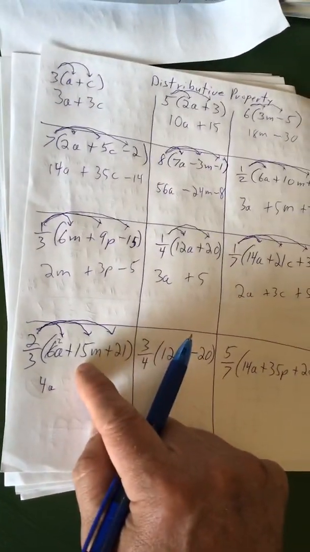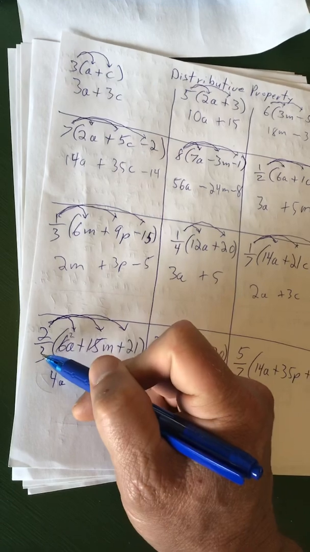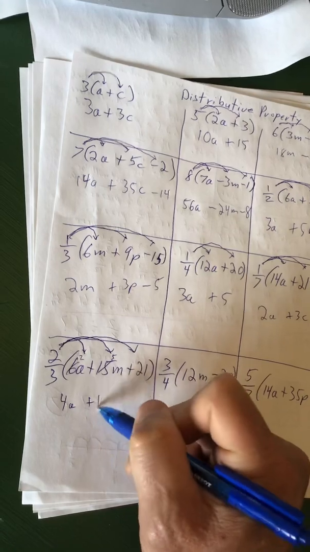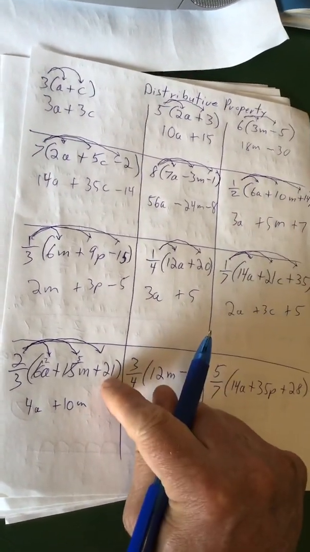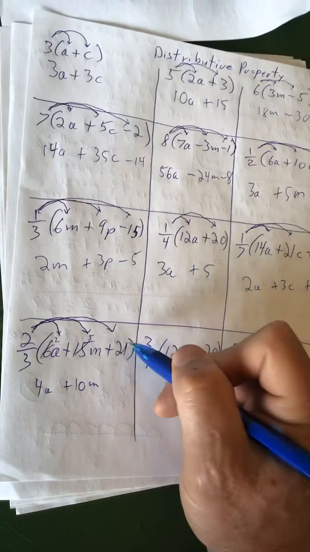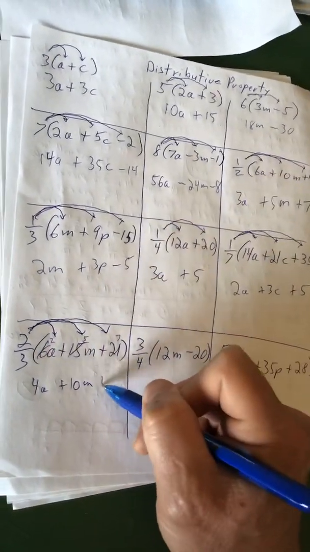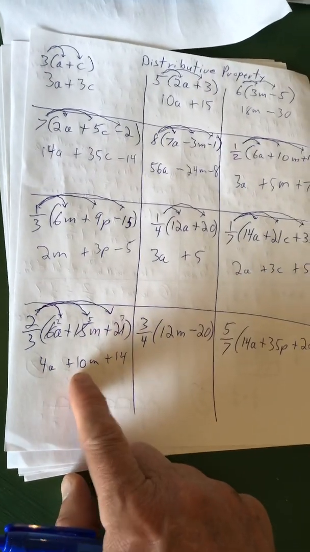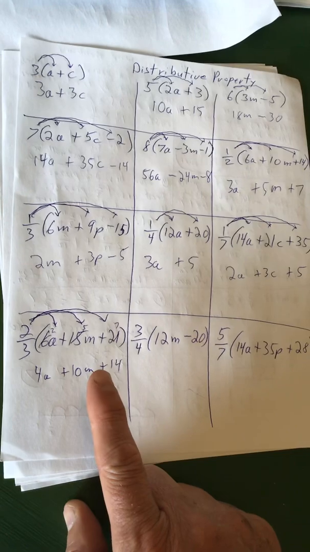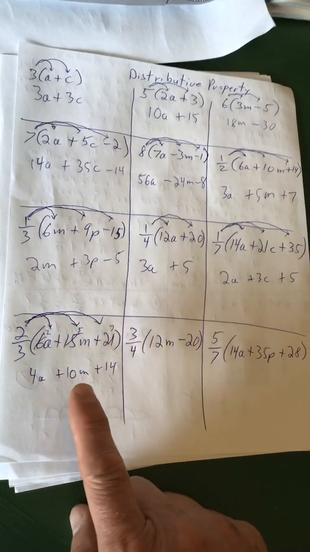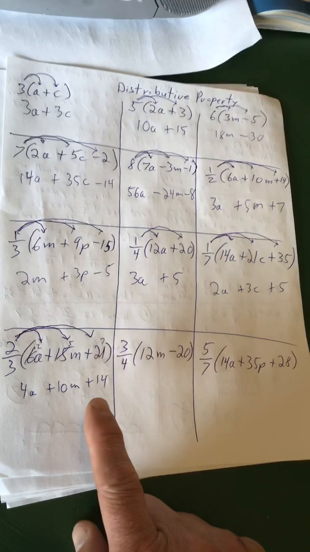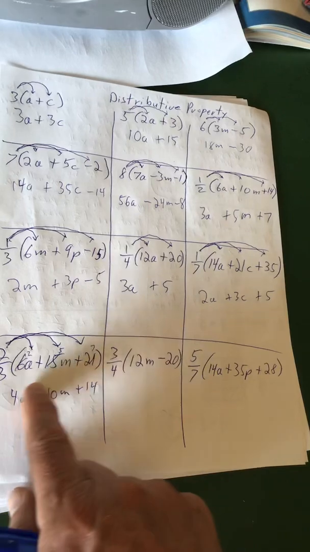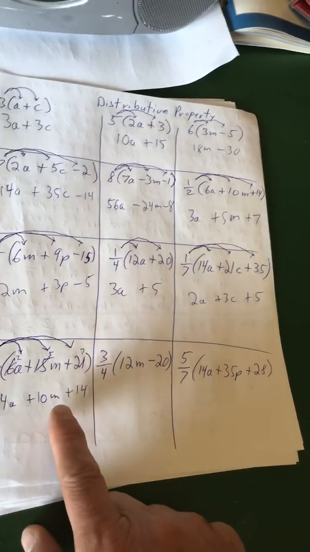So now I'm going to do 2/3 of 15m. Well, 15 divided by 3 is 5, and then I multiply that by 2. And I get plus 10m. And then 21 divided by 3 is 7, and 7 times 2 is 14. So here, my answer is 4a plus 10m plus 14. My coefficient for a is 4. My coefficient for m is 10. My constant is 14. There are 3 terms in this algebraic expression, and my variables are a and m.